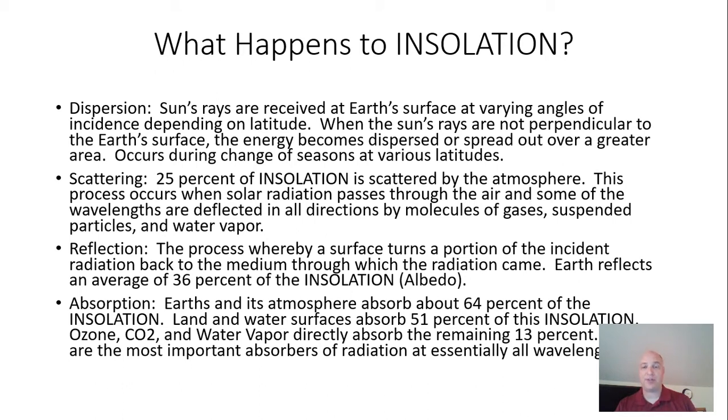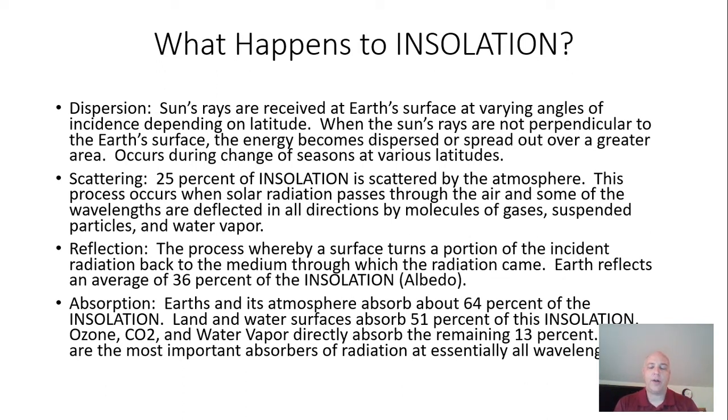Land heats up more efficiently than water. Also, a fresh pack of snow, for example, on a winter's day. If you have a fresh pack of snow, it can reflect up to 90% of the incoming solar radiation. And then finally, absorption. Earth and its atmosphere absorb about 64% of the insolation.